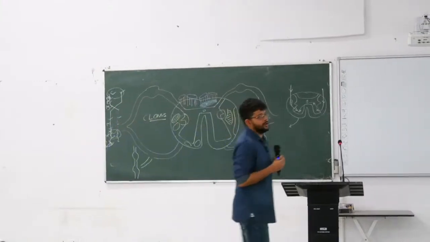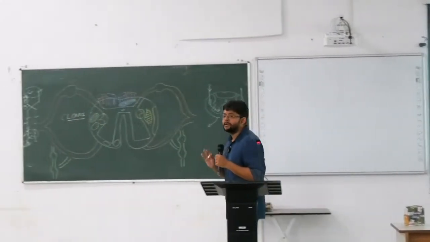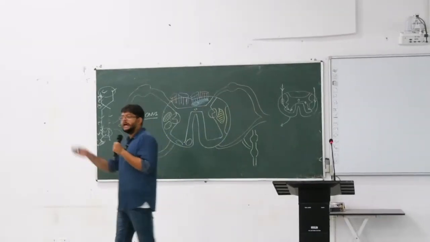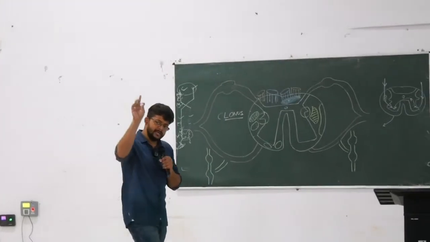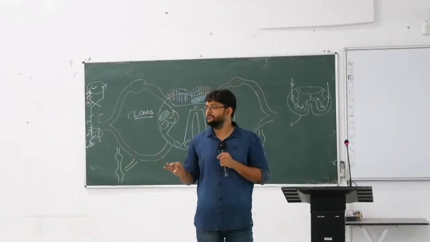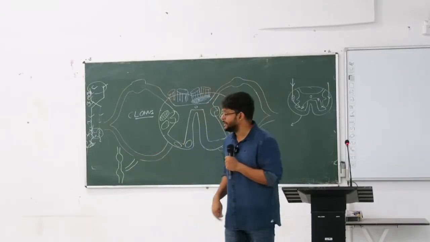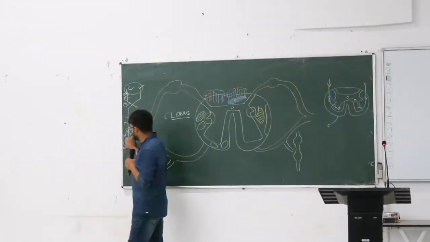Coming to the lower motor neuron lesion, what will happen? Lower motor neuron lesion means upper motor neuron is intact. So the inhibitory response that is coming from above is intact. So whatever is happening, where is it happening? It is happening either here or here or here.